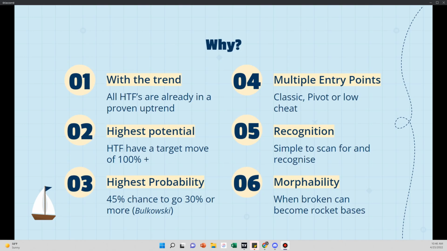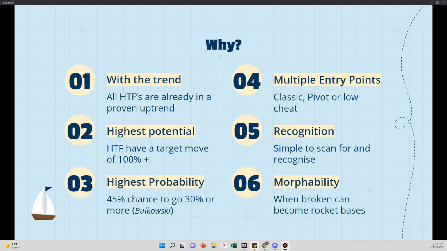Of all the patterns that people look at, these have the highest potential gain. And I'm talking here in a short-term swing trading sense, rather than a buy and hold or a medium or long-term trade. But all high tight flags have a target move of 100%. That's what the pattern is saying to you. I've moved 100%. I'm retracing.